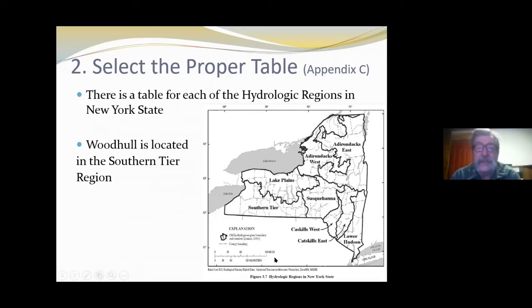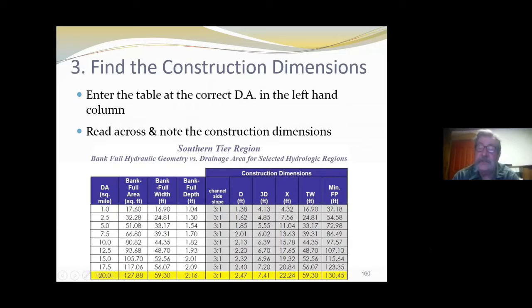So we can see that Woodhull is actually located in the Southern Tier, so this region right in here, the Southern Tier region of New York. So we can then go to our tables, and here are those tables that are available to everyone. And again, you can see here it's the Southern Tier region that we're looking for. And we know that we've got 20 square miles for a drainage area. So we go down through the drainage area column here, and we see 20 miles, and we read across, and it gives us all the dimensions that we might need.